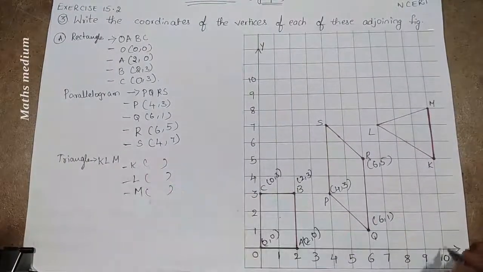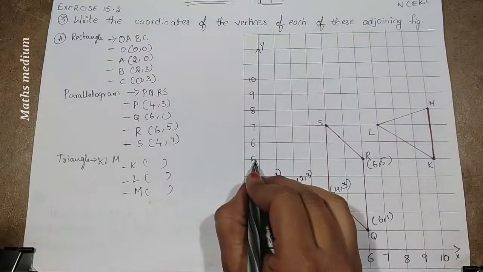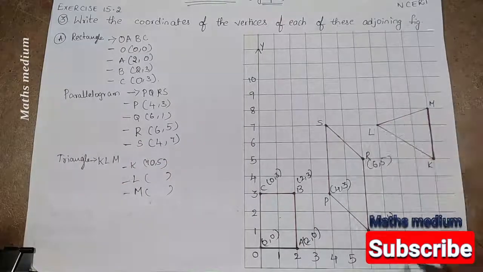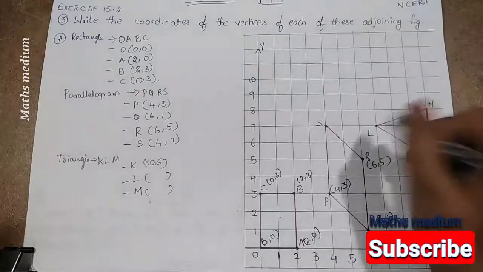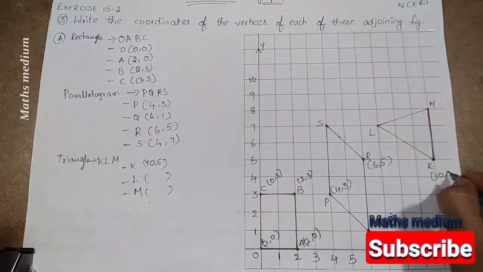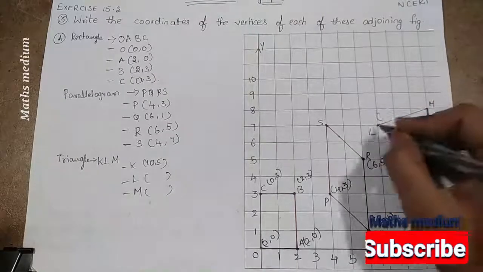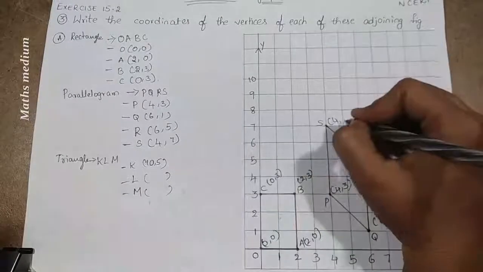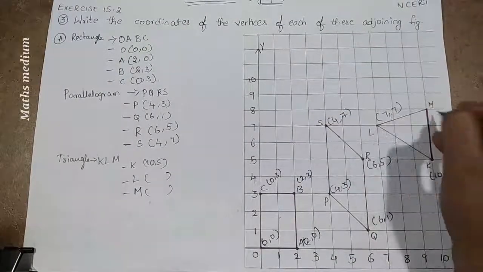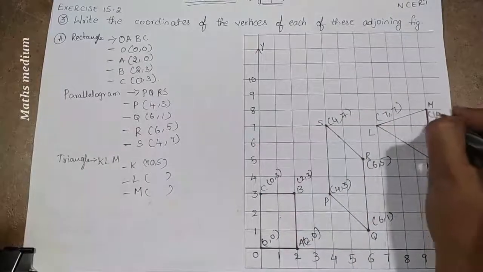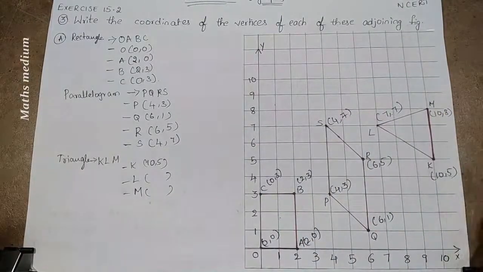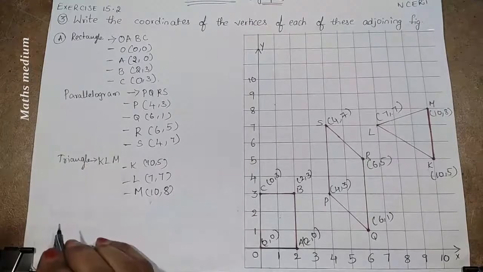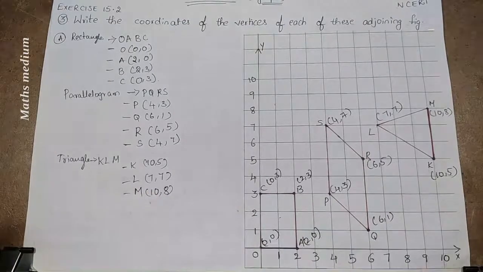On K we have 10 on the x-axis and 5 on the y-axis. So 10 comma 5. Next the L point. So this is the L point from 7 and 7. So this is 10 comma 5 for K. This is 7 comma 7. Sorry, I forgot to write S. So 4 and 7. Next M, 10, 8. So 10 on the x-axis, 8 on the y-axis. So L is 7 comma 7, and M is 10 on the x-axis and 8 on the y-axis. So these are the coordinates according to the given figure.